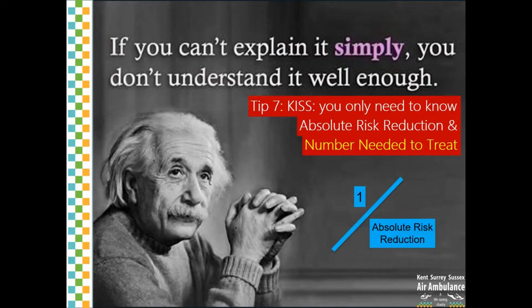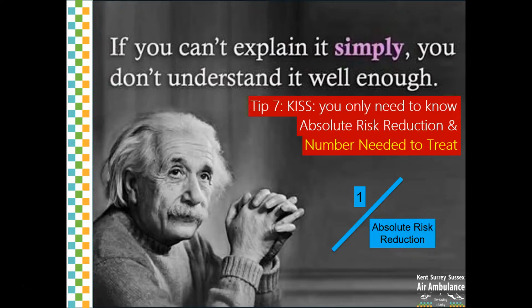Now you need to know a little bit about statistics here, because you need to know that absolute risk reduction is not written as a percentage, it's written as a decimal. So if it's a 2% absolute risk reduction, it's written as 0.02. But that's as complicated as it gets. And those are the only two things you need to know. Absolute risk reduction, number needed to treat.